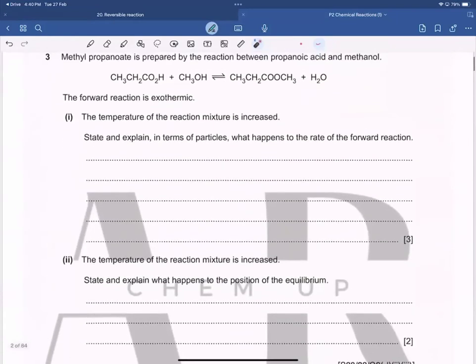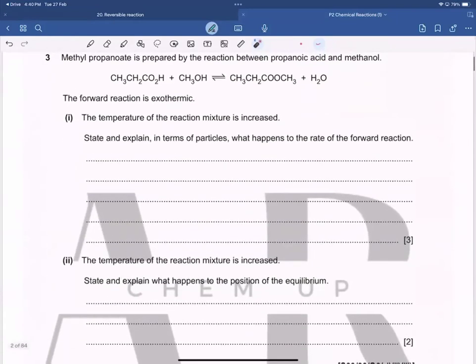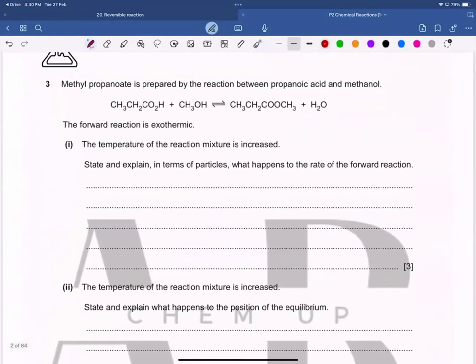Now see, have a look at this reaction. Again, if you read the statement, you can easily identify which thing is a product and which thing is a reactant. Methyl propanoate is prepared. So it means methyl propanoate is a reactant or a product? Product. By the reaction between propanoic acid and methanol. So it means these two are reactants.